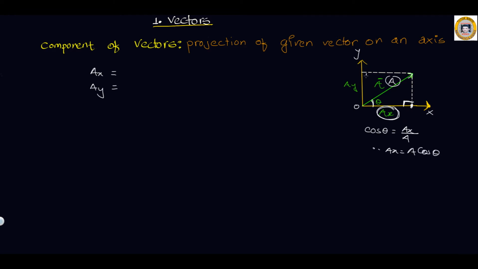Similarly, if I use the same triangle over here, this will be my theta, and sine theta will be p over h, or perpendicular over hypotenuse. Perpendicular is Ay over my hypotenuse, which is the magnitude of vector A, which is A. Therefore my Ay will be A sine theta. So the x component of vector A, which is Ax, is A cosine of theta. Similarly, my y component is A sine of theta.